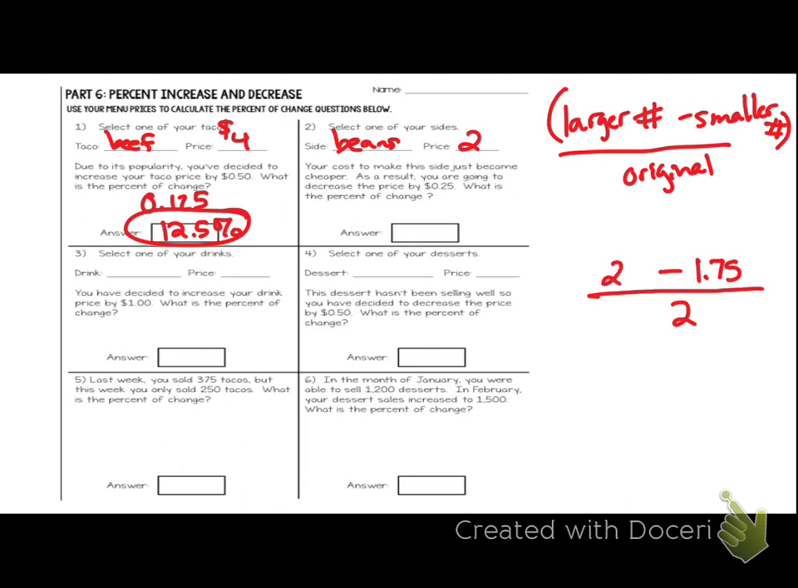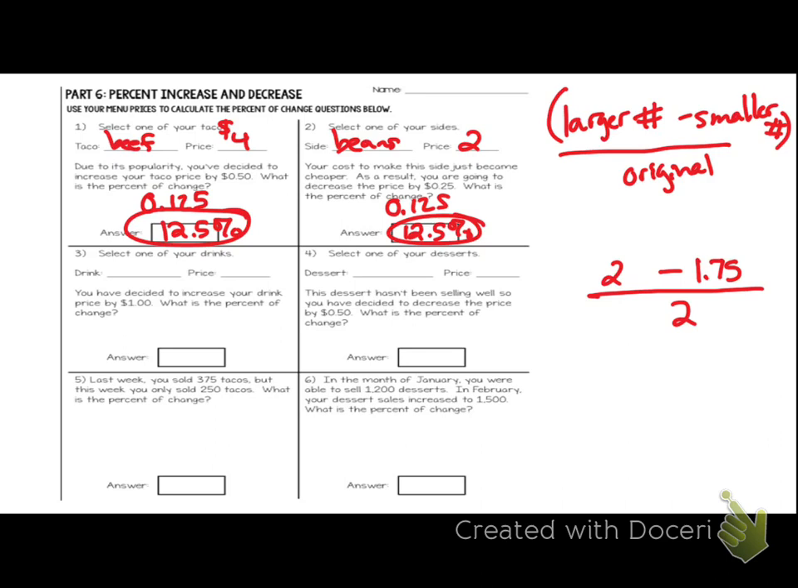So we can't flip it because otherwise it's going to be a negative number, which we don't want. So $2 minus $1.75 is 0.25. We divide by 2, and wow, ironically enough, it's the same, which is 12.5%. Now, once again, these may all change based off of what you have, all right? So let's jump to number 5, all right?